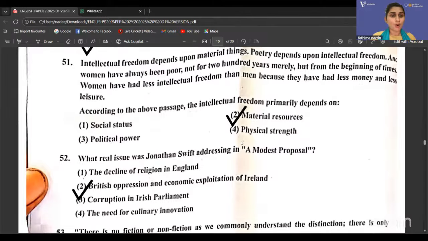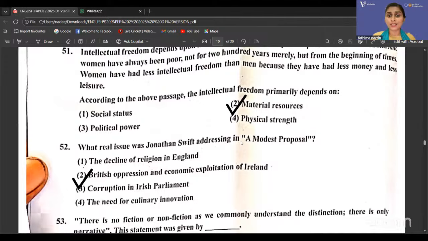Okay, now what real issue was Jonathan Swift addressing in A Modest Proposal? It is the second option, British oppression and economic exploitation of Ireland.